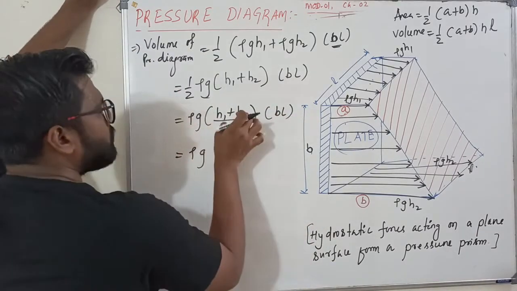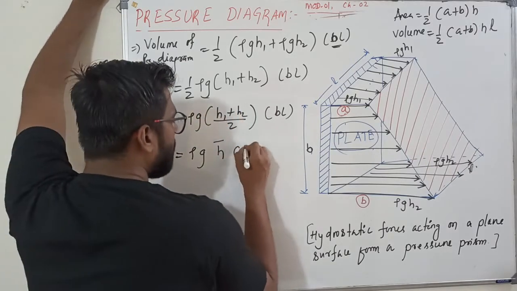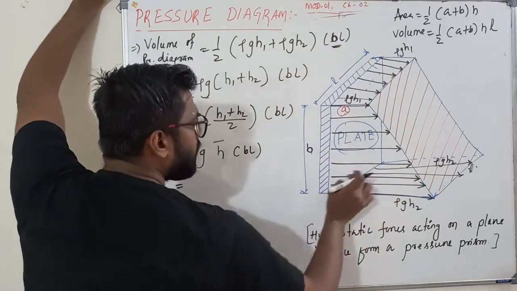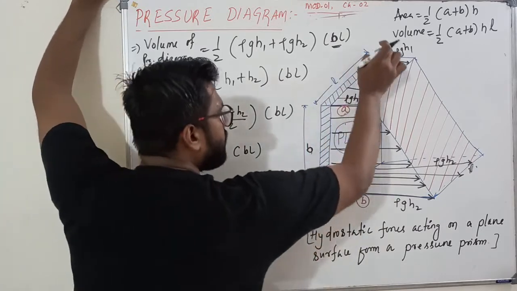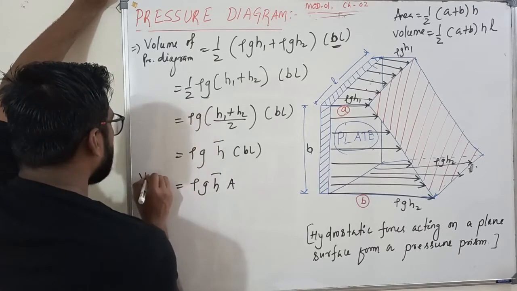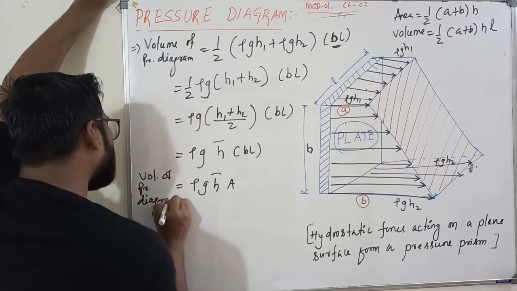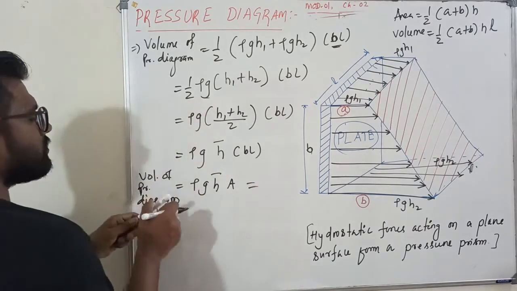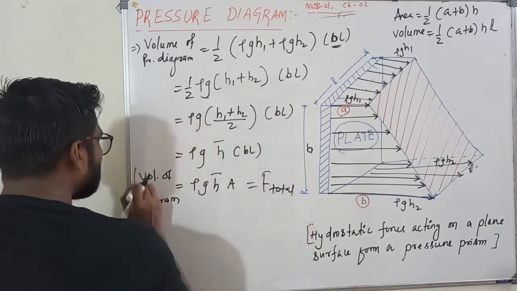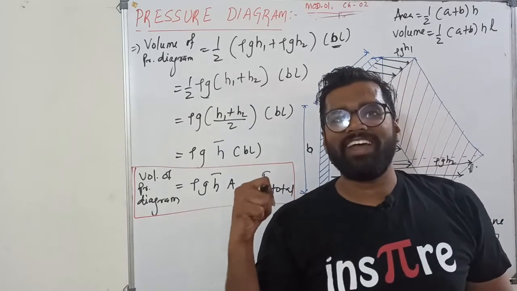Rho g (h1 plus h2)/2 is nothing but h bar for a symmetrical object, multiplied by B into L. So what is B into L? B into L is the area of the plate. So what you got? Rho g h bar A. That is the volume of the pressure diagram. But from the previous class, what do you know rho g h bar A is? Rho g h bar A is nothing but the total pressure force acting on this plate.